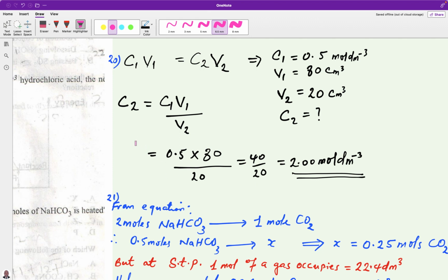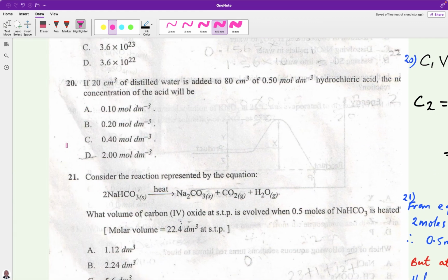and our C2 will be 0.5 mol/dm³ times the volume, which is cm³, divided by the volume, which is cm³. And the volume and volume will cancel. We are now looking for a dm³, which will be 40 divided by 20. We will have 2.00 mol/dm³. If we go to our answer column, we will have D as our answer. Question 20 is D.